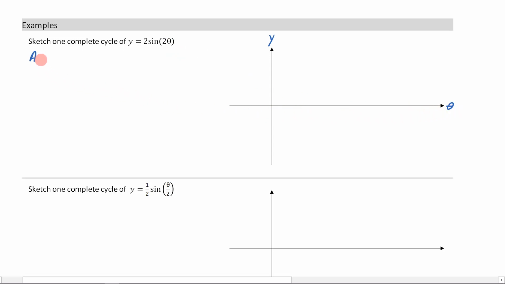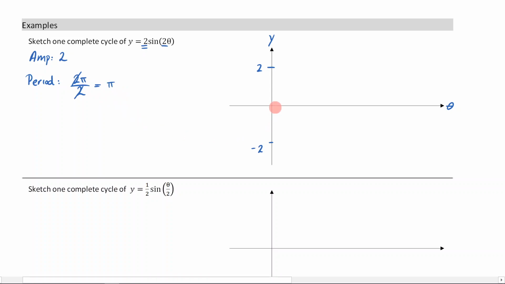Let's begin by identifying what our amplitude is going to be. Our amplitude is just what's in front, so it's going to be 2. So that means I'm going 2 up, and I'm going 2 down. Next, we're going to figure out what the period is going to be. The period is going to be 2 pi over whatever's in front of our theta here, which is just 2. These 2's are then going to cancel, so the period is going to be pi.